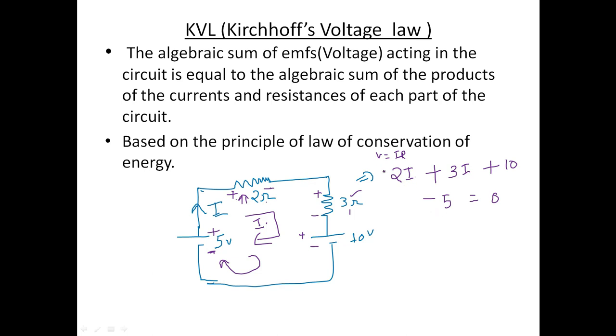So it fully satisfies Kirchhoff voltage law. If we see the equation, on one side we are taking the algebraic sum of all these voltage terms, and on the other side we are taking the sum of the products of current and resistance. So that is V is equal to IR. Now we can calculate the current. That is 3 plus 2 is equal to 5I.